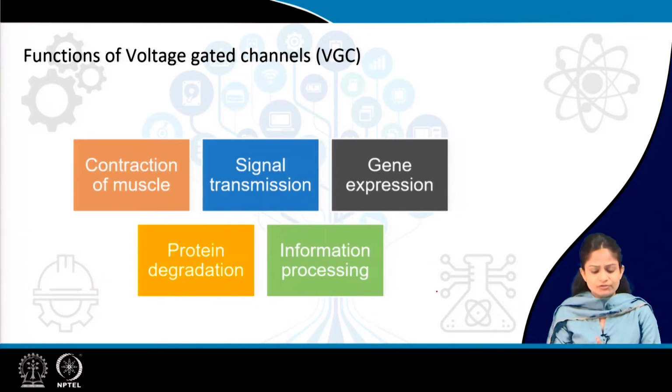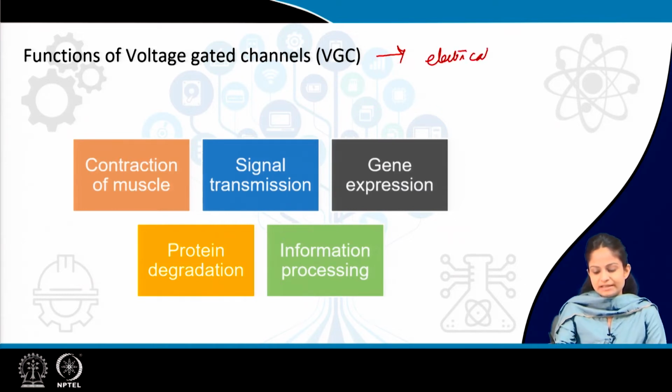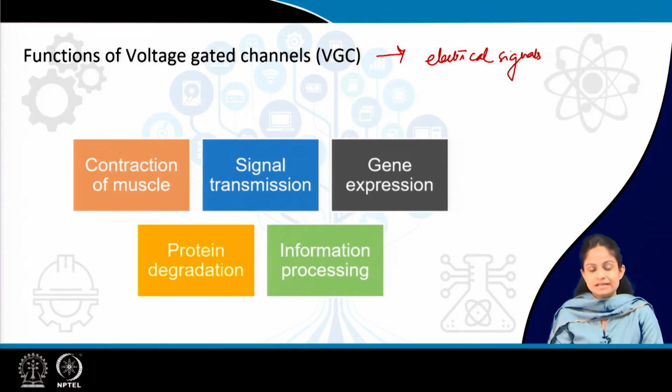So, the functions of voltage gated channels, in general the voltage gated channels are mainly meant for the conduction of the electrical signals. Now, why this electrical signals conduction is required? It is mainly required for the contraction of muscle, signal transmission, gene expression, protein degradation, information processing. So, these are the main few important functions which are done by the voltage gated channels. Apart from these, there are few other functions also, like maintaining homeostasis.